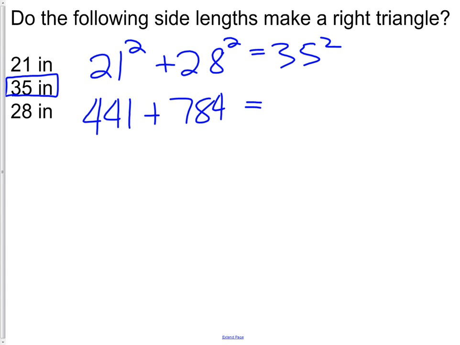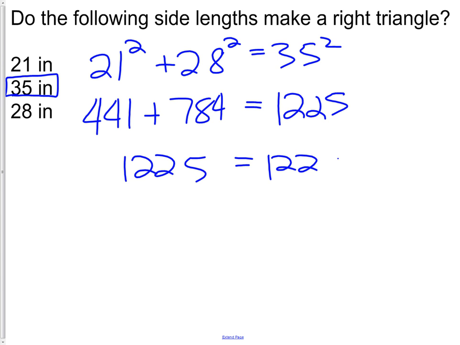Equals 35 squared, which is 1,225. By adding 441 and 784, we get 1225 equals 1225. Since we get to a point where we have a true statement where the a and b squared do equal the c squared, we would say yes, this does make a right triangle.